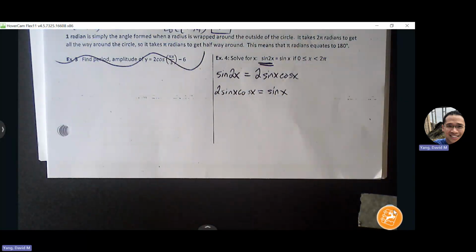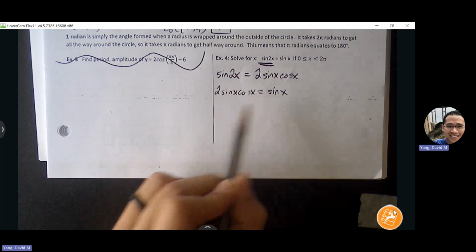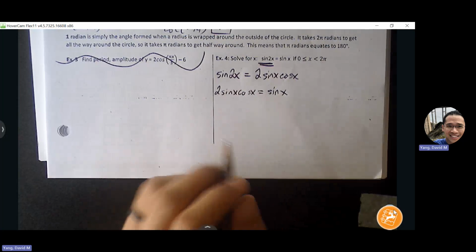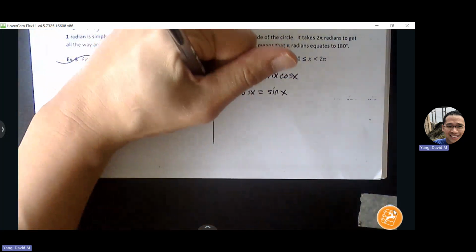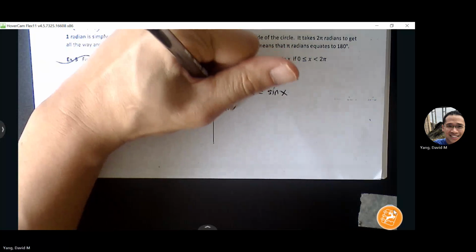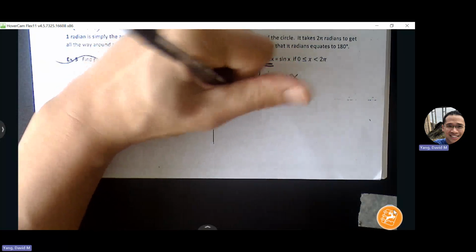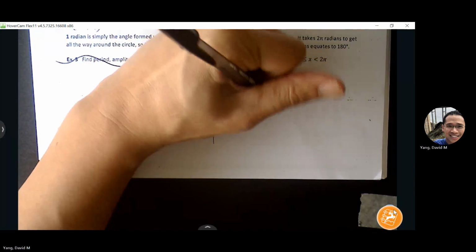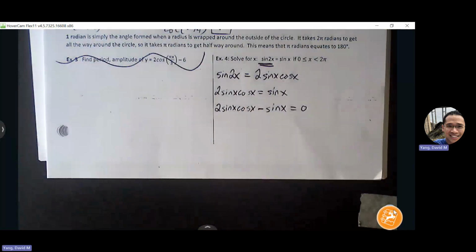I don't want to divide by sine. I'm going to lose a solution here. Let's bring everything over to one side. Subtract everything to one side so we get that 0 to show up. So I'll get 2 sine of x cosine x minus sine x. Right, so now this turns into a little bit of a factoring problem.